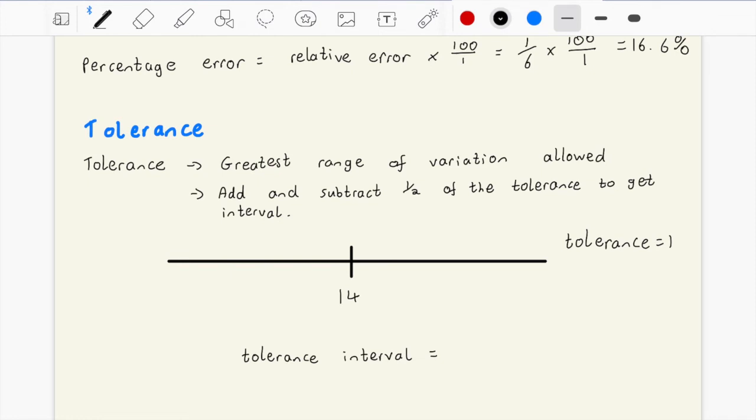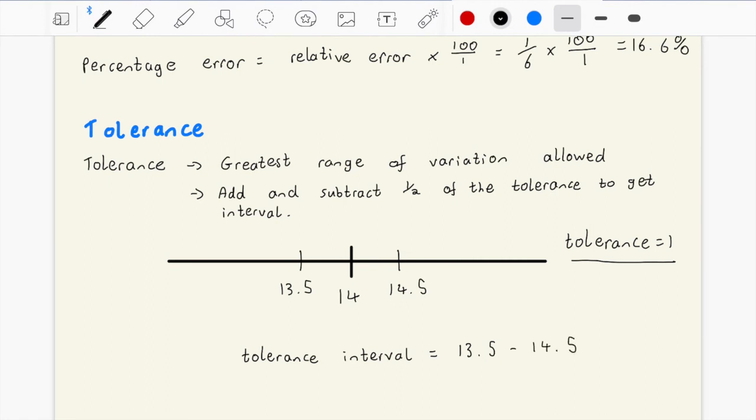So in this case, we are going to add and subtract half of the tolerance to the value. So half of 1 is obviously a half. So subtracting a half, we get 13.5, and adding a half, we get 14.5. So in this case, the tolerance interval is anything from 13.5 to 14.5.